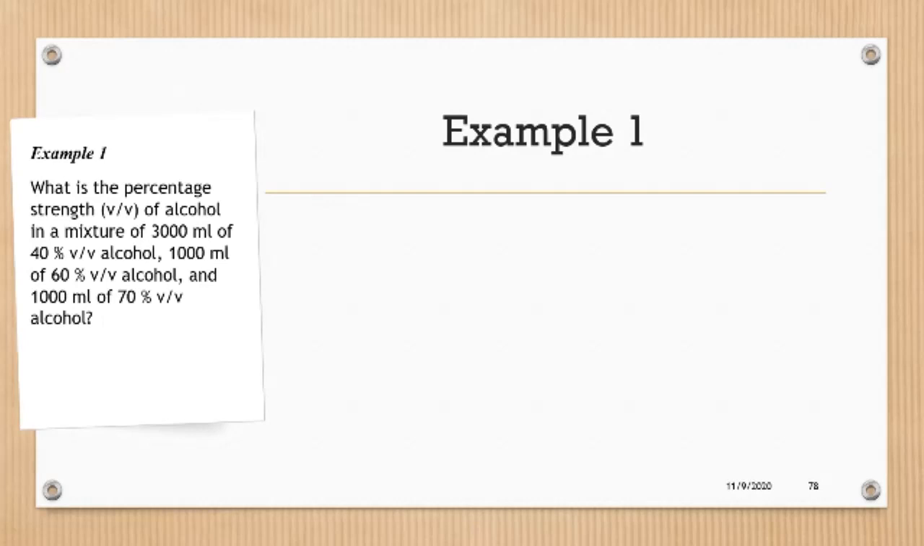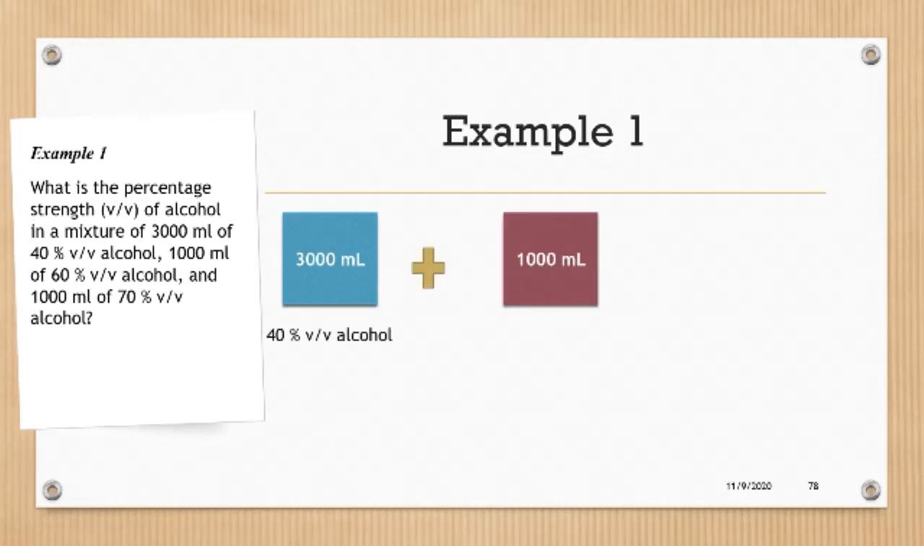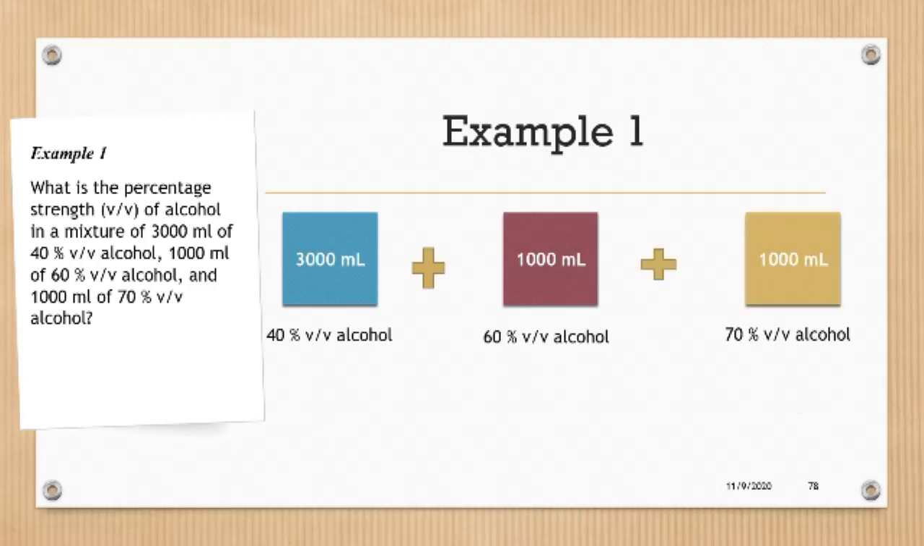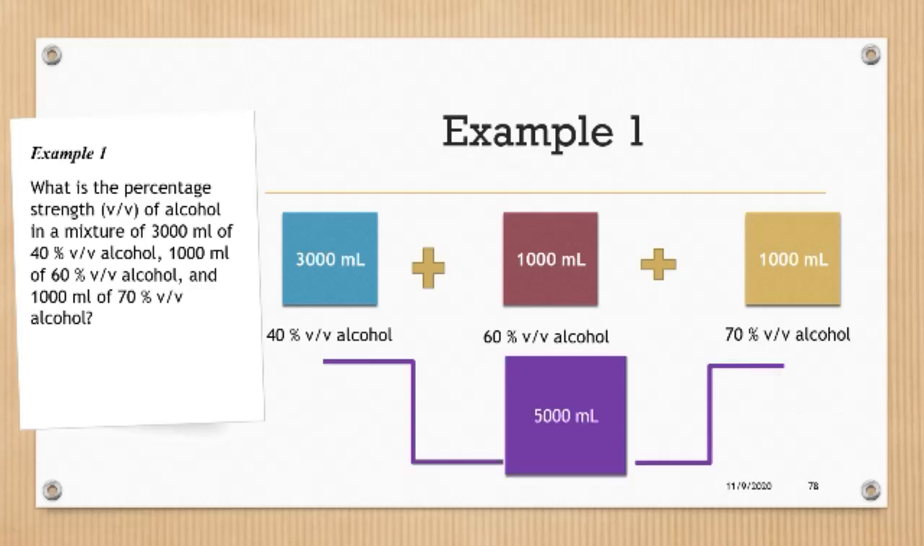Okay? So the first thing that you are going to ascertain here, we have three different mixtures of varying concentrations of alcohol, and you're going to mix them together. So that means you're going to mix the 3,000 mils of the 40% alcohol with the 1,000 mils of 60% alcohol with the 1,000 mils of 70% alcohol. And this is going to produce a volume of 5,000 mils. We know that because we add these volumes together. But what is the percentage strength? That is what we're going to have to determine.